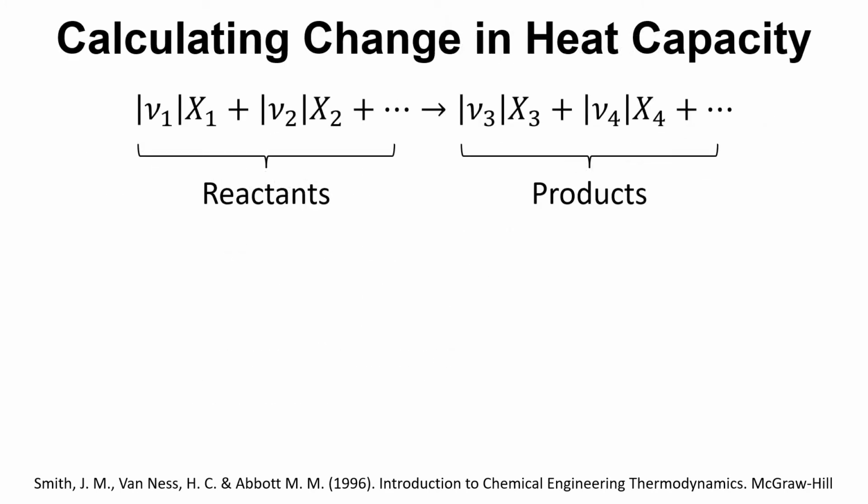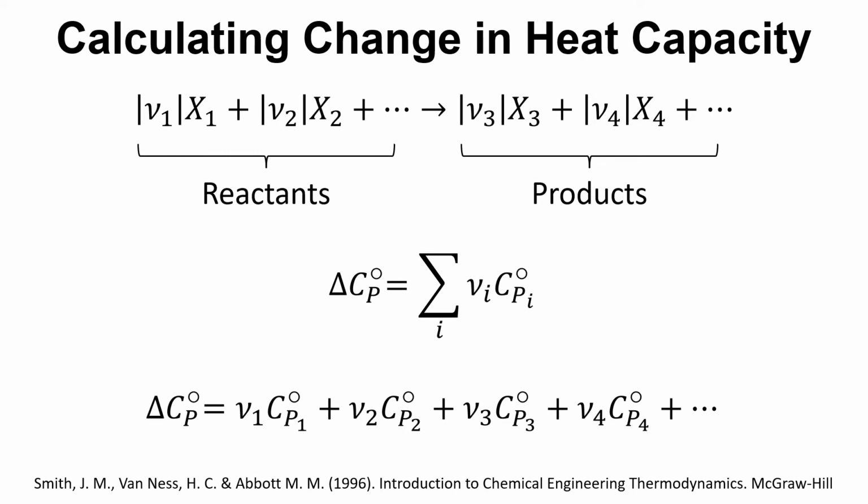So if we think about this reaction again and want to understand this change in heat capacity, we have delta Cp equals the sum of each individual stoichiometric coefficient multiplied by the Cp value for each component. Okay, we add those up and we can see an expanded form for this situation at the bottom of the screen.